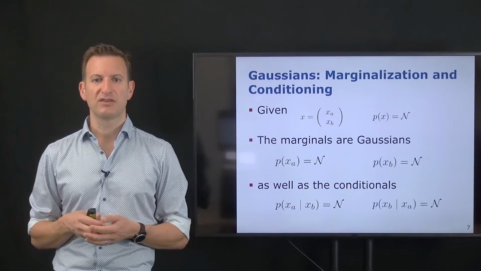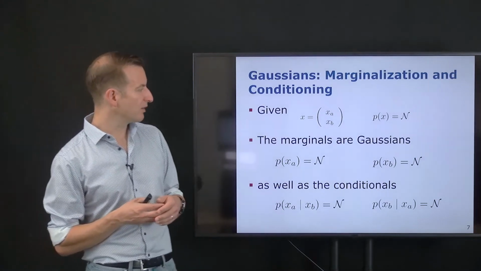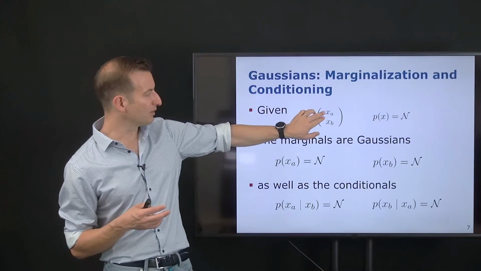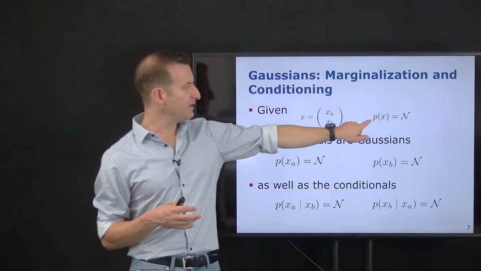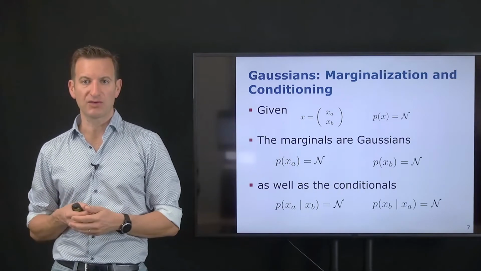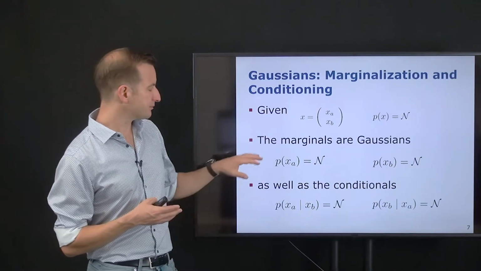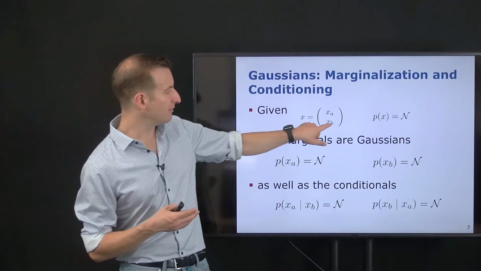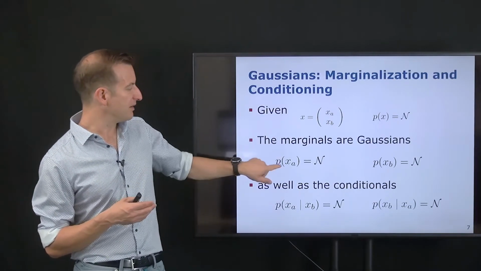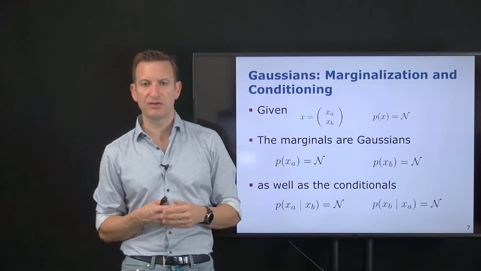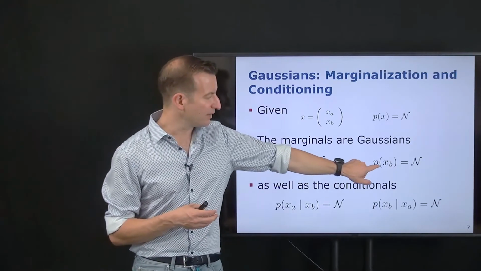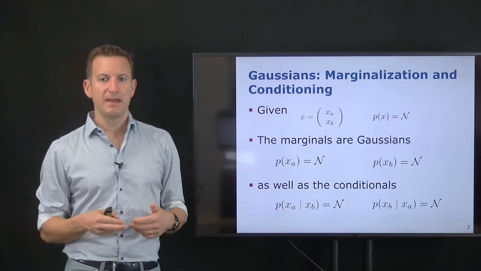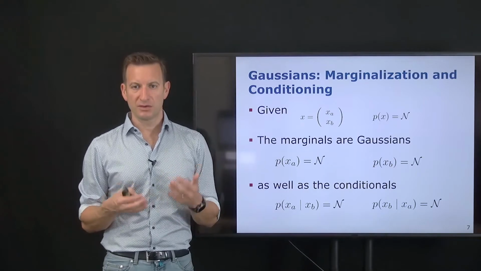Just as a short reminder, if you have a probability distribution over two variables or two subsets of variables, xa and xb, and this probability distribution is a Gaussian, a normal distribution, then the marginal distributions are also Gaussians. So if you, for example, integrate away xb so that only p of xa remains, this will be a Gaussian distribution, and the same the other way around: p of xb will also be a Gaussian distribution if I marginalize out xa. And the same holds for the conditional distributions.